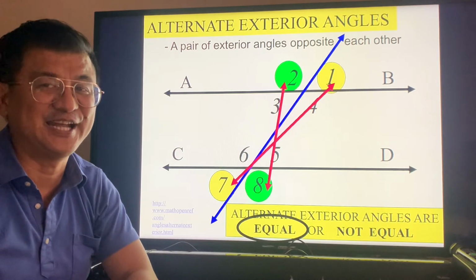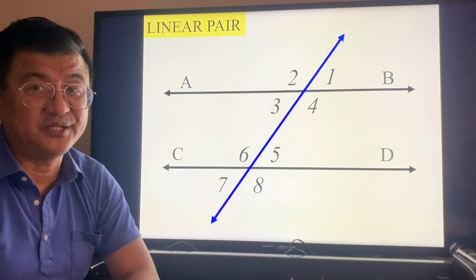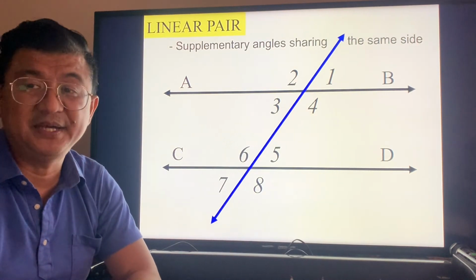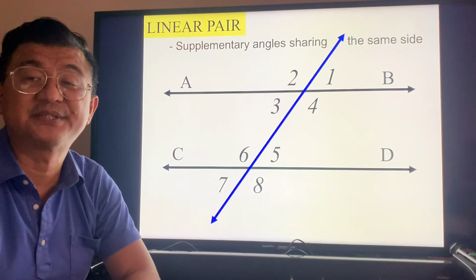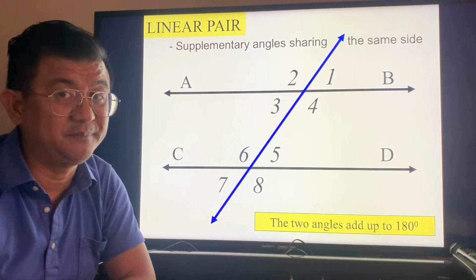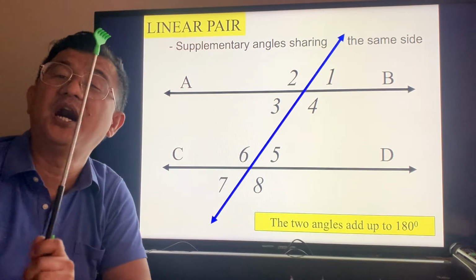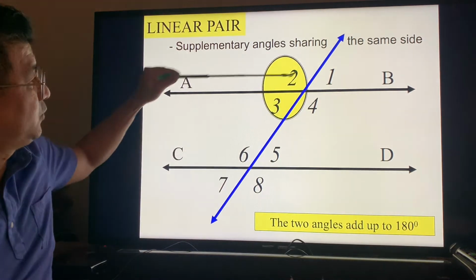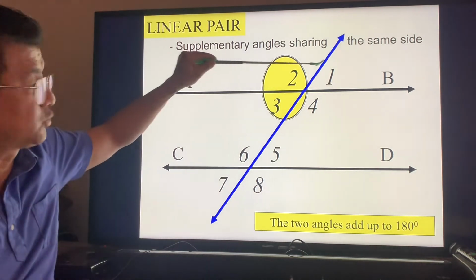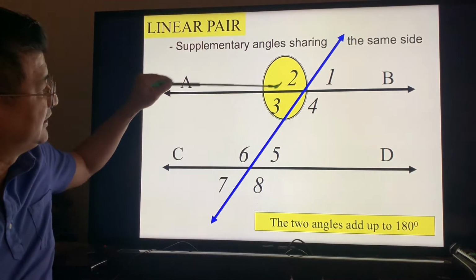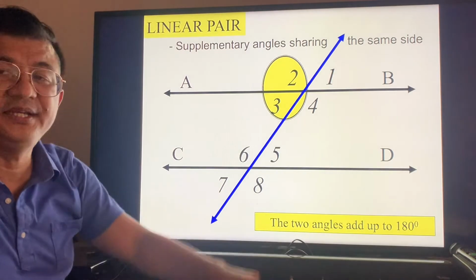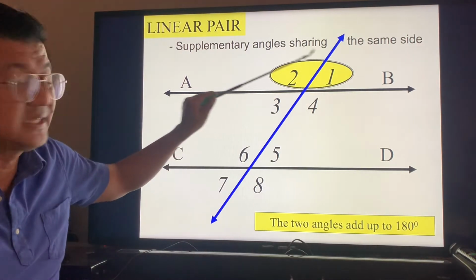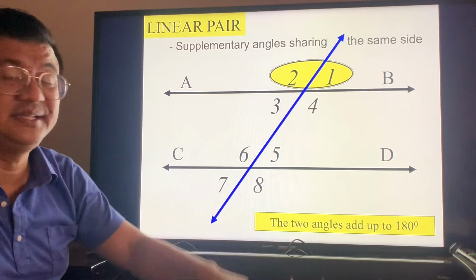Alternate exterior angles. A linear pair. We've learned this before. Linear pair are supplementary angles sharing the same side. And we learned that supplementary angles add up to 180 degrees. Remember that. So 2 and 3, when added up, let's say this is 150 and this is 30 degrees. Add them up, they're 180. This is 150, this is 30 degrees. Add them up, you get 180 again.